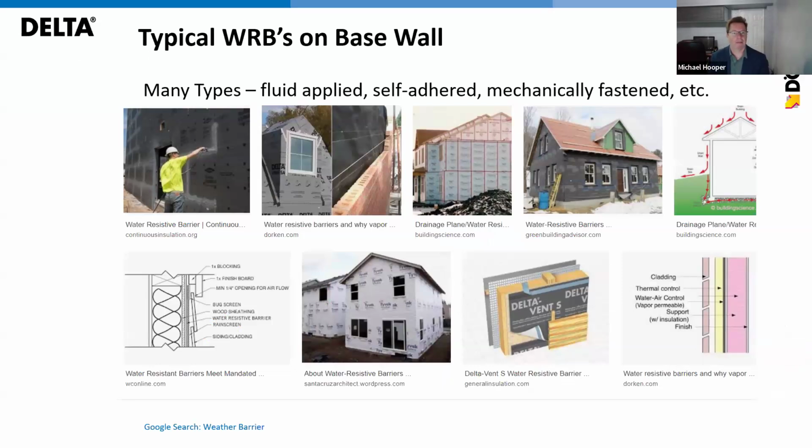So let's discuss the various weather resistive barriers that can be used. We've got fluid applied. These can be rolled, troweled, sprayed, and can be made of any number of materials. You have self-adhered, very common in the marketplace. These can be permeable, impermeable, some bituminous, many plastic-based. They can be mechanically fastened. So these can be mechanical fasteners with washers. These can be held on with furring strips. They can be held on in any number of ways.